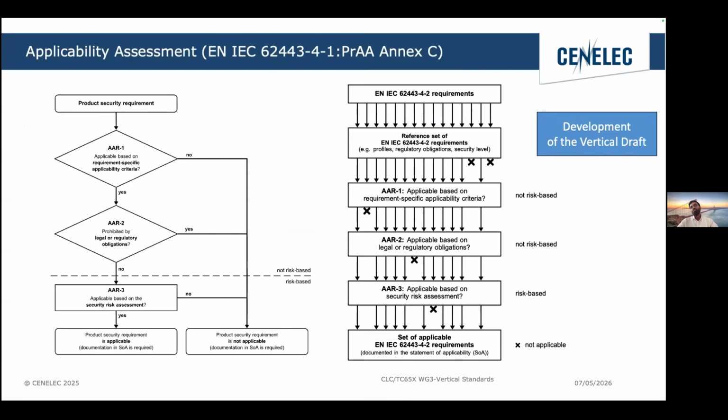Before doing the security analysis, we have to again do the applicability assessments. Again, this is not for the manufacturer. It has been done for the development of the vertical draft. So we have done this activity as working group 3 on behalf of the manufacturer. If you see Annex C, EN IEC 62434-1, this is the applicability assessment, and we have 3 processes. We have the list of requirements, and we have AR1, AR2, AR3.